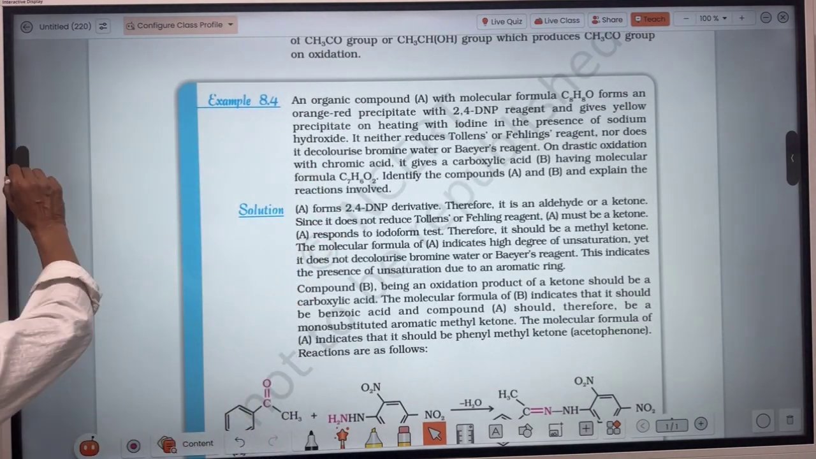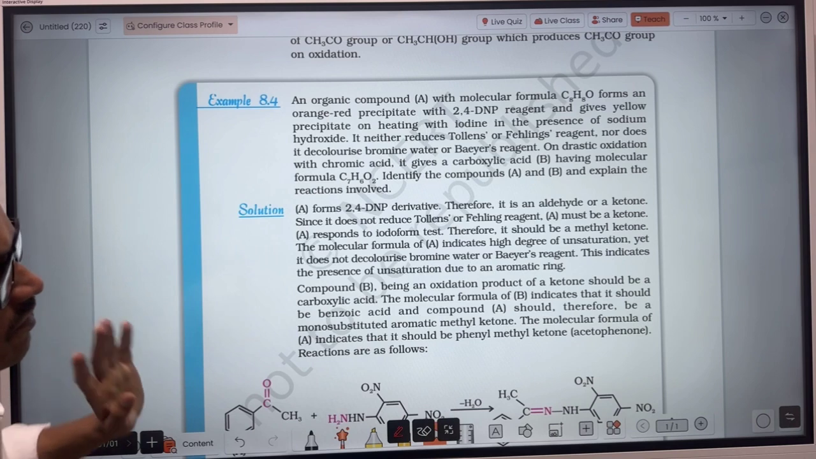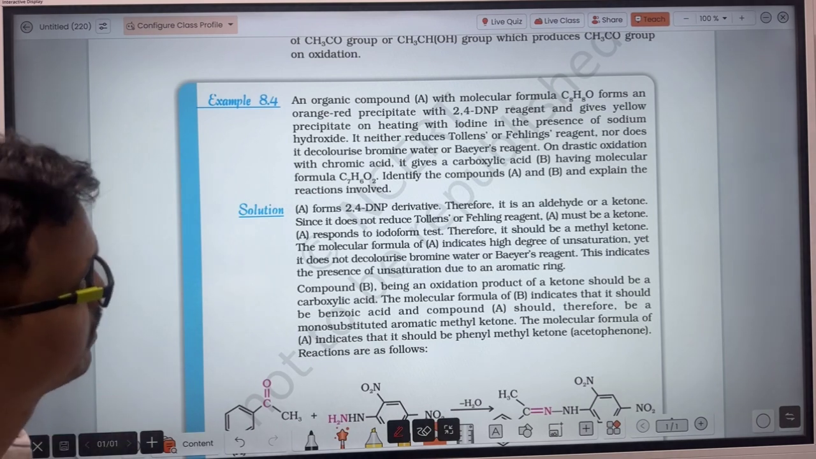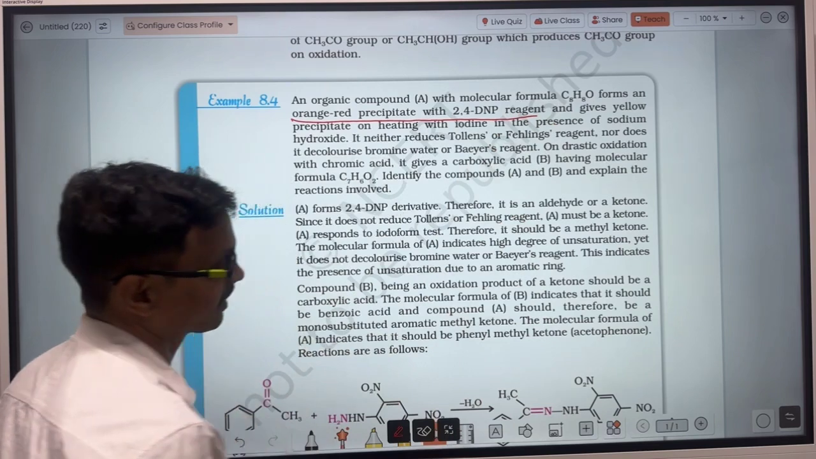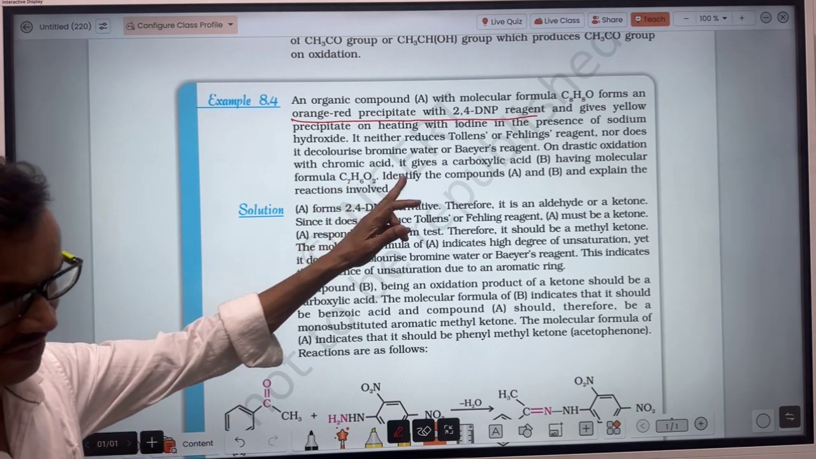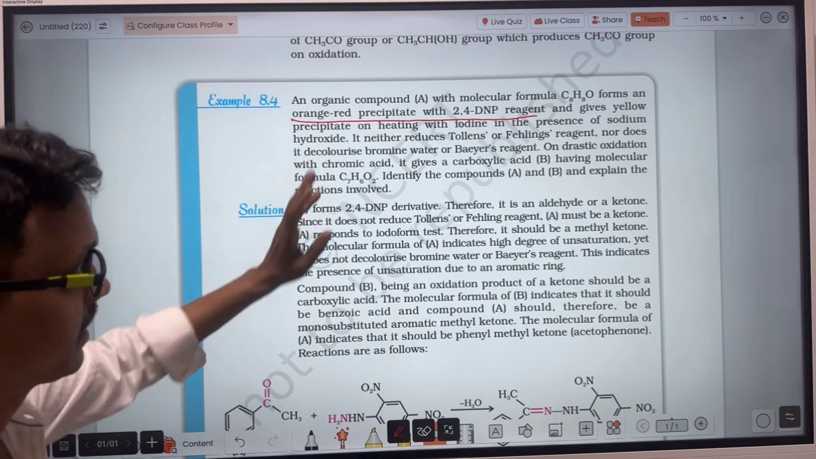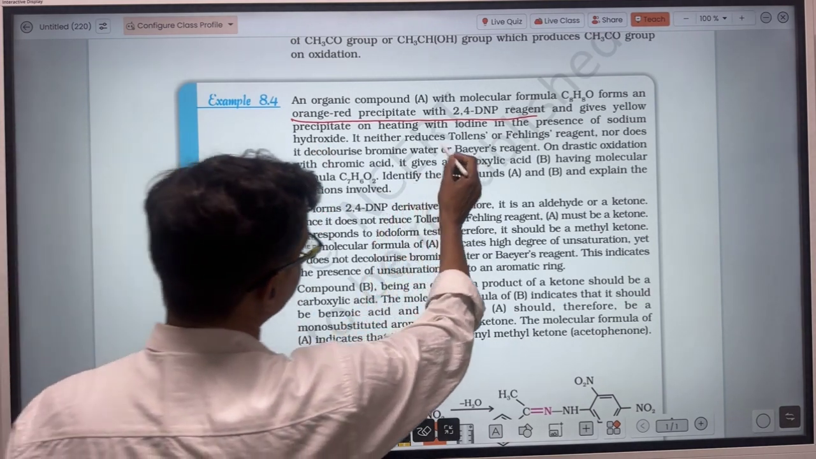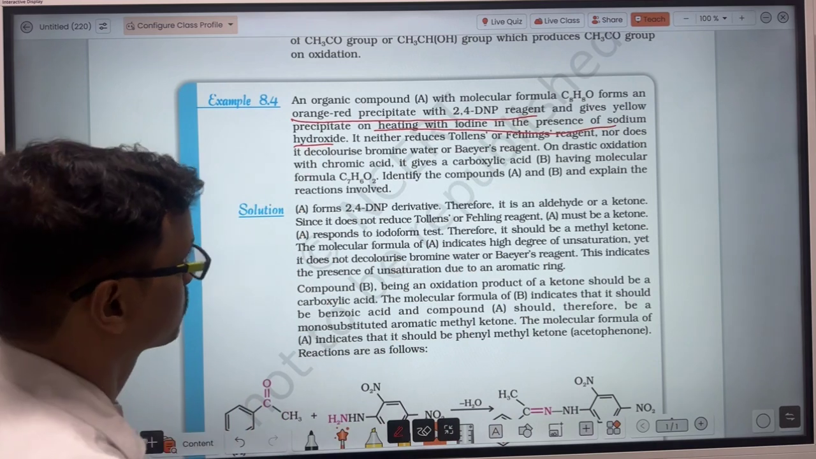Watch out the question. There is a compound whose molecular formula has been given, and it forms an orange red precipitate with 2,4-DNP reagent. That is 2,4-dinitrophenyl hydrazine, the 2,4-DNP reagent. It gives a yellow precipitate on heating with iodine in the presence of sodium hydroxide.